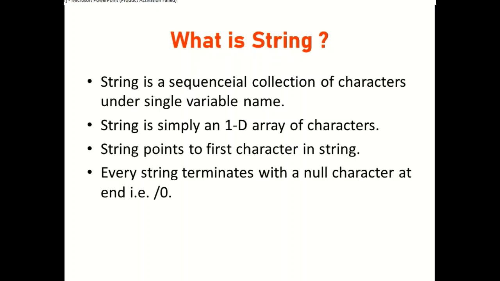A string points to the first character in the string. This is a quite tricky concept. It tells us that for every string, when we call it, it returns the address of the first character inside the string. If there is a string hello, then when we call it, the compiler returns the address of the character h, which is the first character. Every string terminates with a null character at the end. The null character can be represented by this symbol: \0.